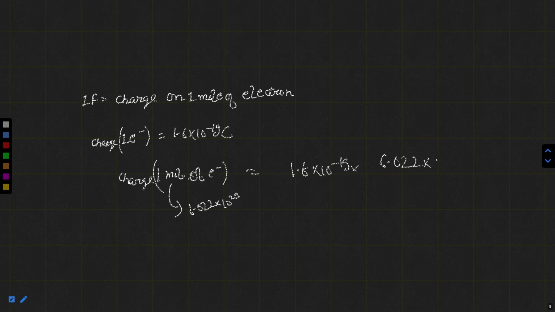If you multiply this, you will get something like 96485, which is approximated to 96500 coulomb. Sometimes in exams, if it is mentioned already that you have to take 96485, then you will use this value only. Otherwise, if it is not mentioned, you will use 96500 coulomb. What is it? It is the charge present on 1 mole of electrons.